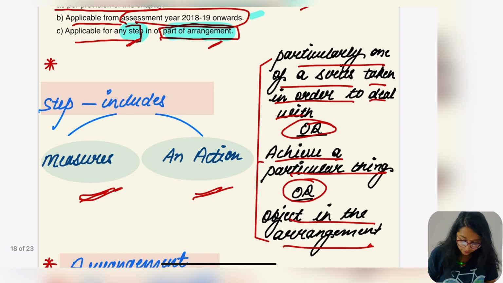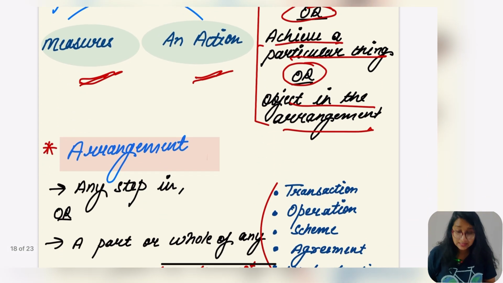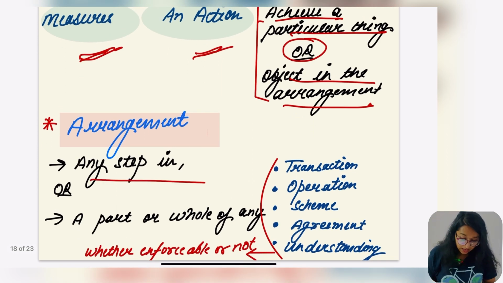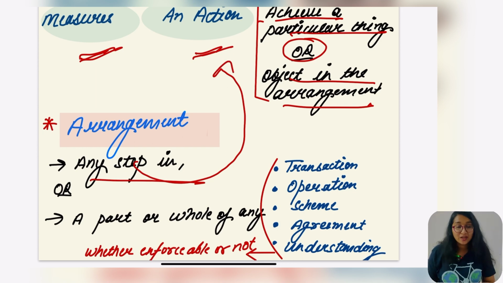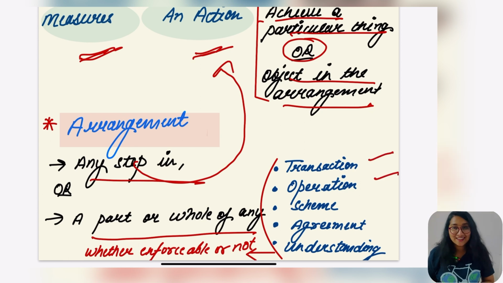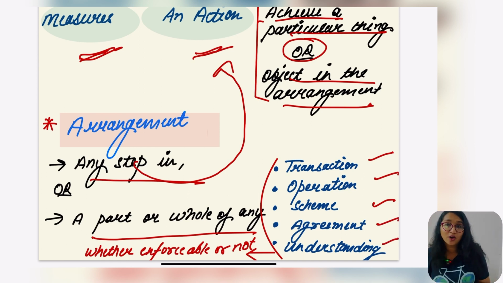Now we have to go for the arrangement. Now what is the arrangement? Arrangement is any step in, again, step in means this part, right? Arrangement means any step in or part of the whole of what? Transaction, operation, scheme, agreement, understanding, whether enforceable or not.